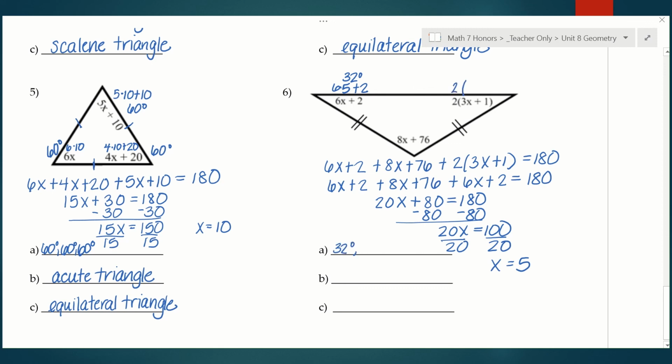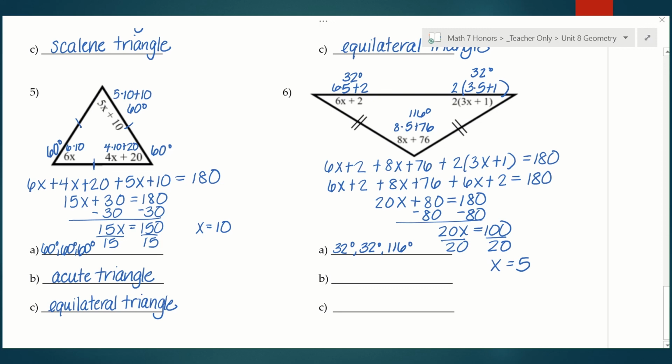Over here, 2 times parentheses 3 times 5 plus 1. So if I treat this like order of operations, inside of my parentheses, 3 times 5 is 15. 15 plus 1 is 16. And 16 times 2 is 32 degrees. And on the bottom, 8 times 5 plus 76. 8 times 5 is 40. 40 plus 76 is going to give me 116. So there are my 3 angles.